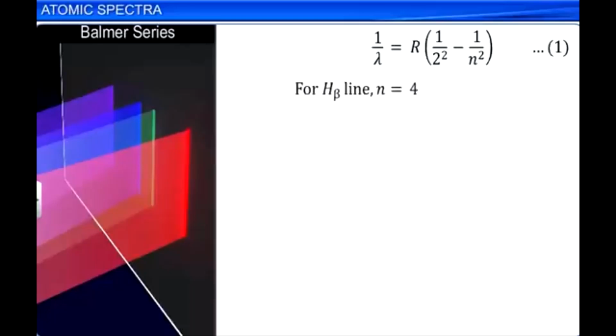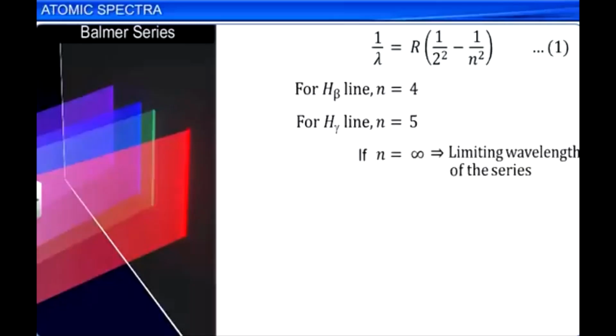By putting n equal to infinity, we obtain the limiting wavelength of the series, which is equal to 3646 angstrom or 364.6 nanometer. The limiting wavelength is the shortest wavelength of the series.